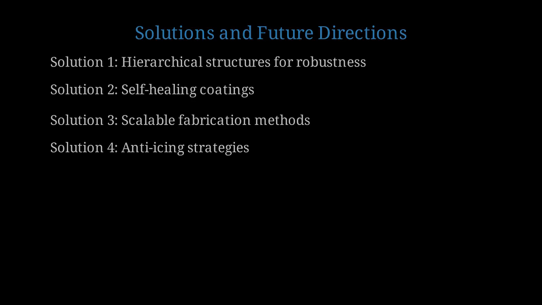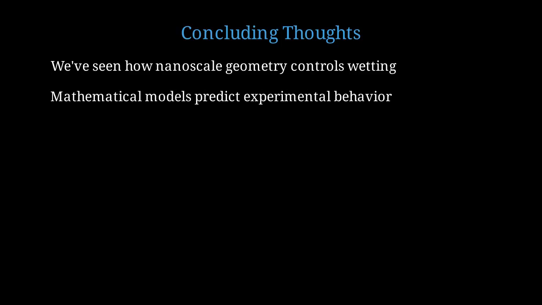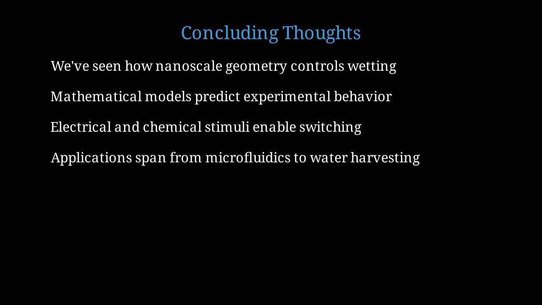Let me conclude this lecture with some broader thoughts about what we've learned. We've seen how nanoscale geometry combined with surface chemistry gives us exquisite control over how liquids interact with surfaces. We've developed rigorous mathematical models, the Cassie, Baxter, and Wenzel equations, that quantitatively predict experimental behavior. We've demonstrated that tiny electrical voltages, or chemical changes can trigger dramatic reversible or irreversible transitions between wetting states. The applications span diverse fields, from biomedical microfluidics to energy-efficient water harvesting to self-cleaning windows.